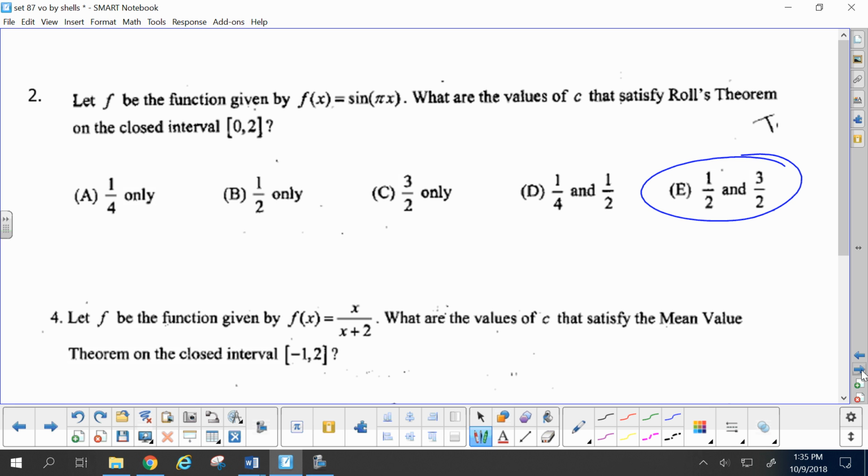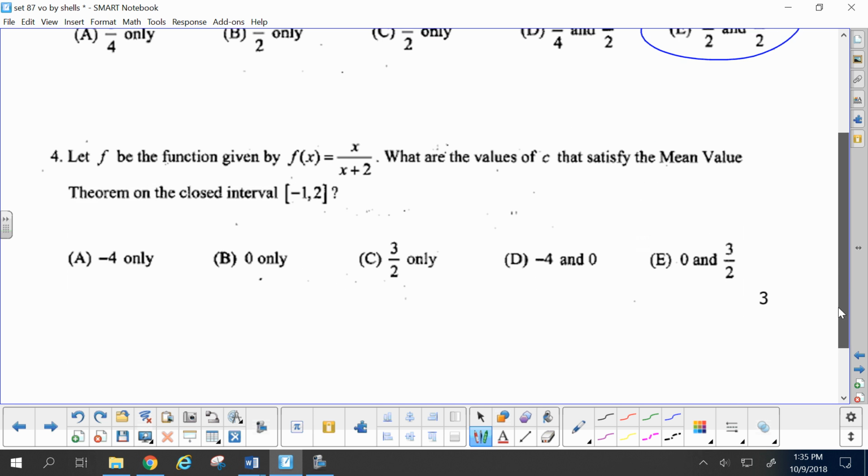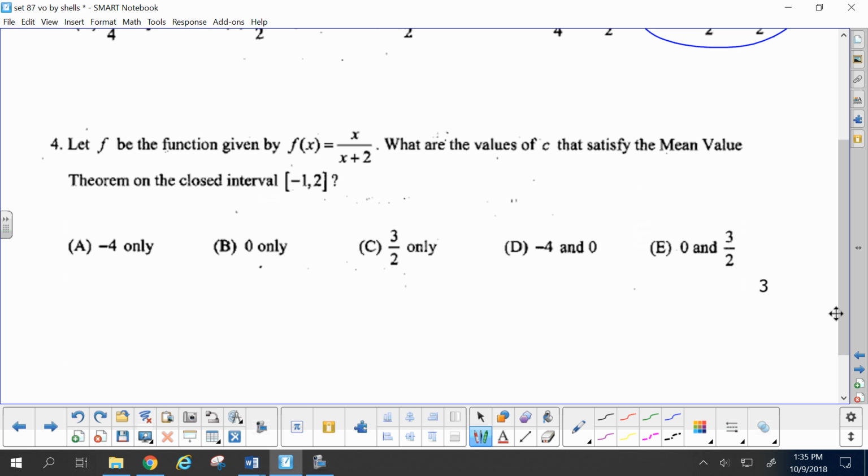This last one on the first page got a few people. This one goes to test strategy. I like just good math, but there is a place for test strategy, and this is the test strategy I would suggest here. You got a function. What are the values of C that satisfy the mean value theorem on -1 to 2? Before I even start the problem, tell me what answers can go, must go. A has to go. Why? It's not an interval. That cannot be an answer. It's got to be an interval. Okay, what else?